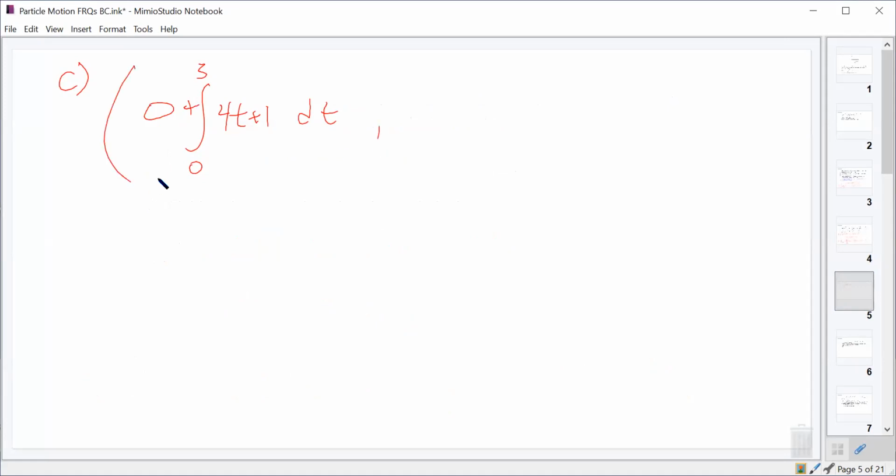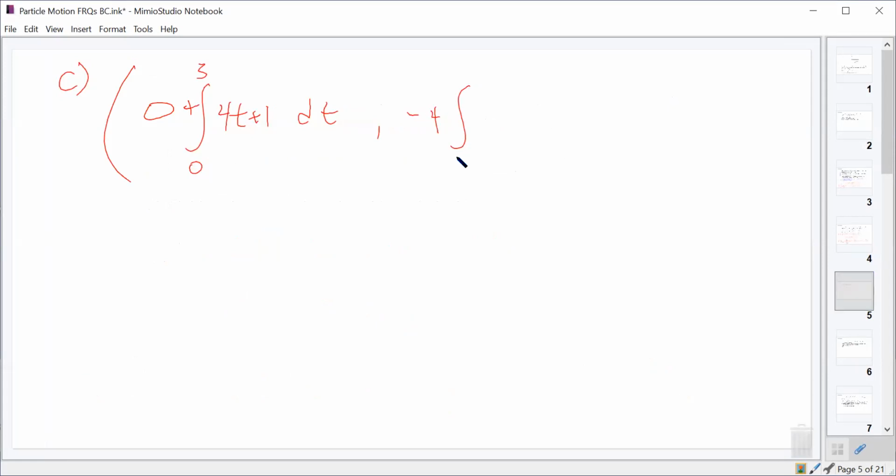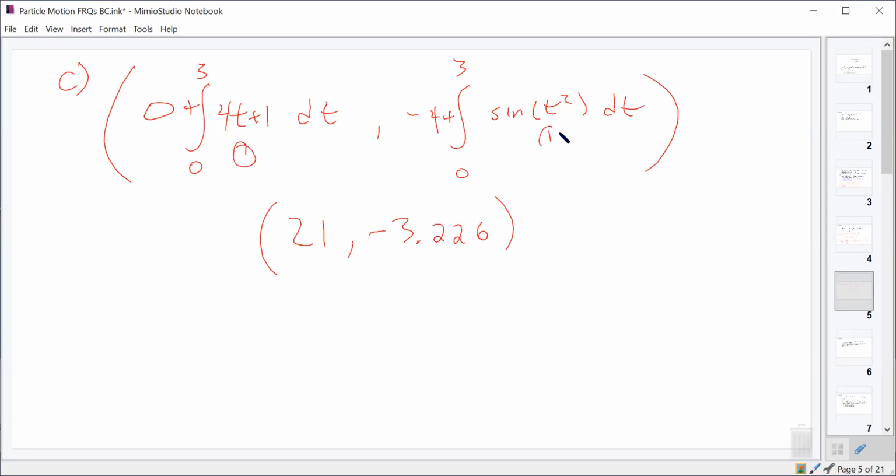And then the y coordinate initially at 0 was, yeah, negative 4, so negative 4 plus the integral from 0 to 3. What was the other one? Sine of t squared, right? And whatever that comes out to be, it looks like that comes out to be 21 and negative 3.226. That was worth 4 points. 1 for integral, 1 for integral, 1 for x coordinate, 1 for y coordinate.